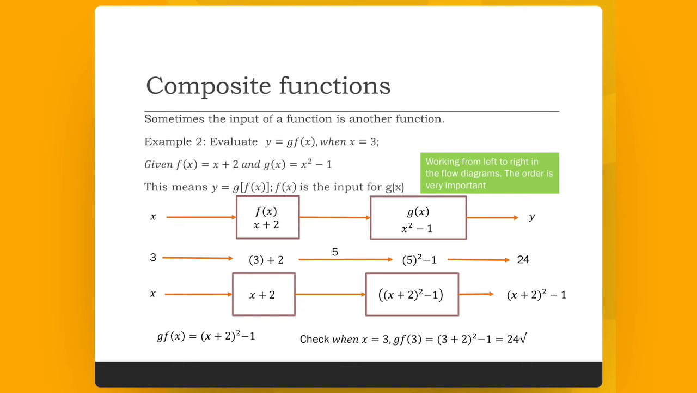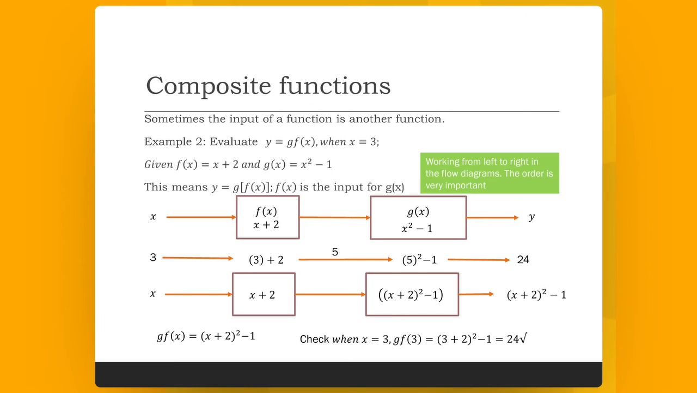when x equals 3, which gives 5, because x add 2 is f of x and 3 add 2 is 5. And then we take 5 to input into g of x, so 5 squared minus 1 gives us 24. That's the first solution.